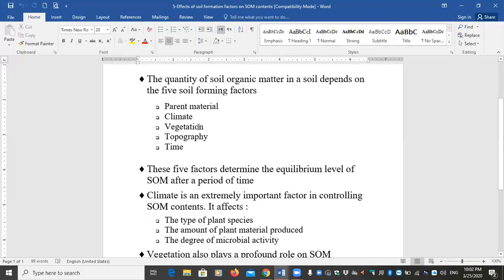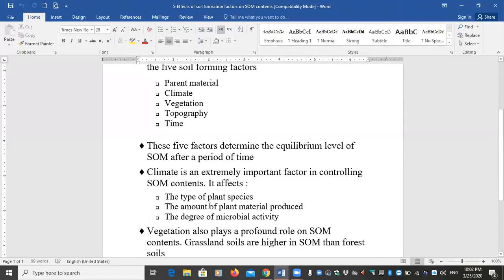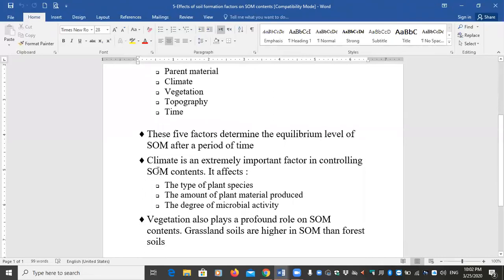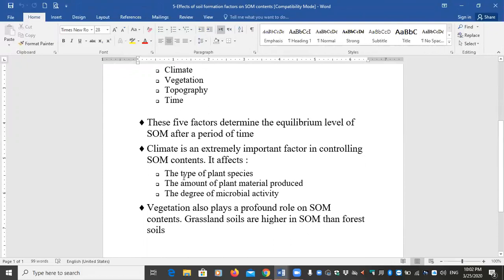Why? The difference is due to these factors, and most of the effect is really due to the climate and vegetation. We'll talk about it a little bit more here. Climate is an extremely important factor in controlling soil organic matter contents. It affects the type of plant species.